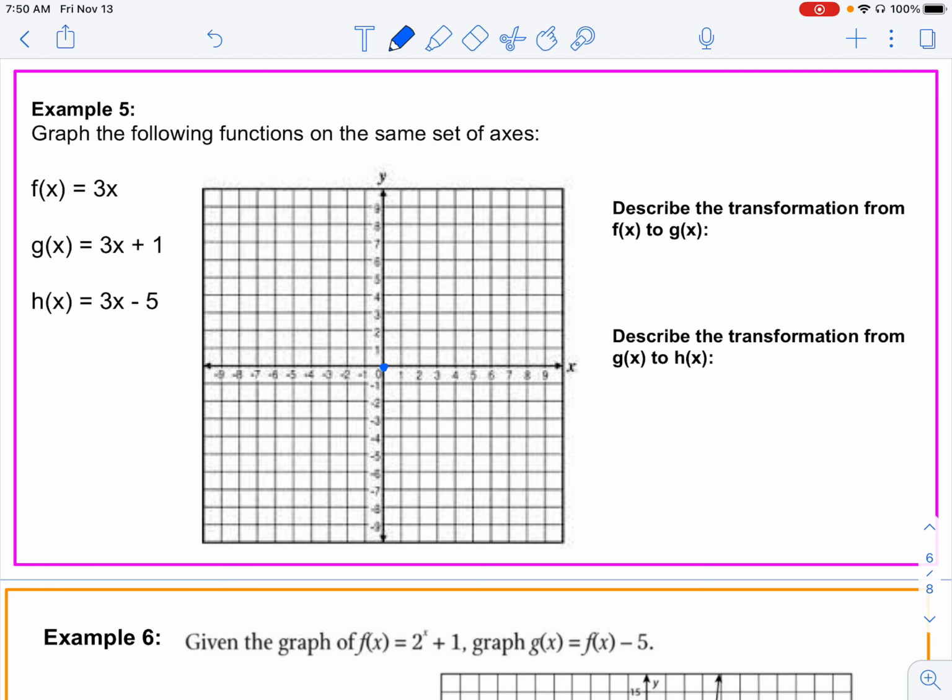So I'm going to start at 0, and I'm going to go up 3 to the right one, or down 3 to the left one to get the points of my line. All right, go ahead, connect the dots, and then we are going to label this f of x.